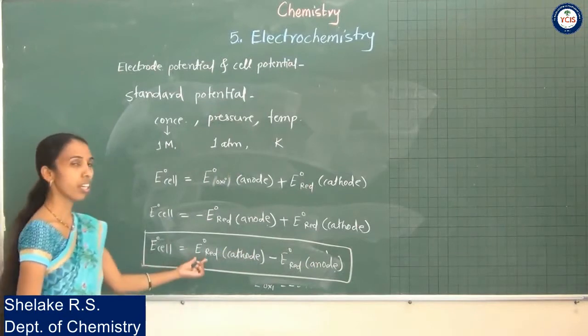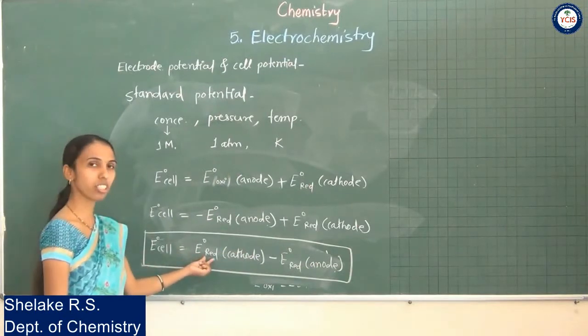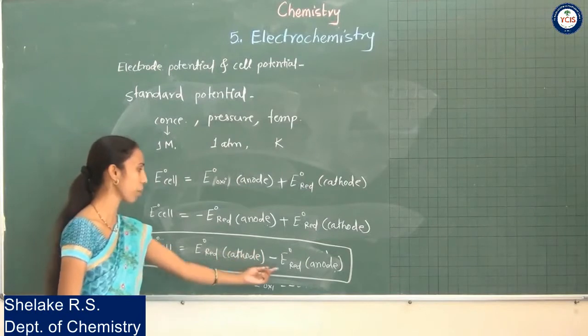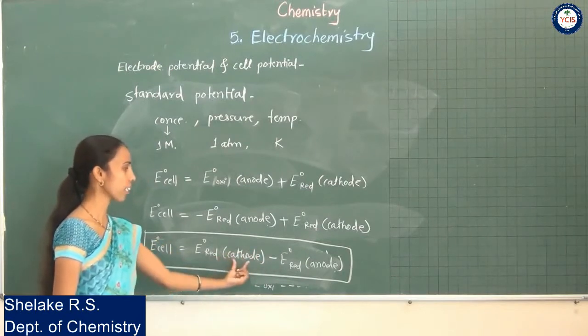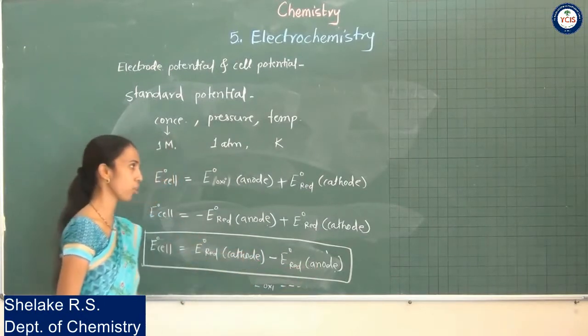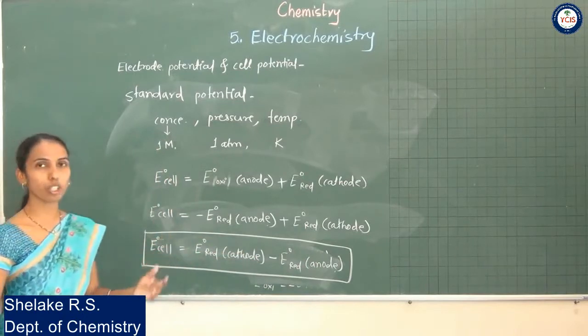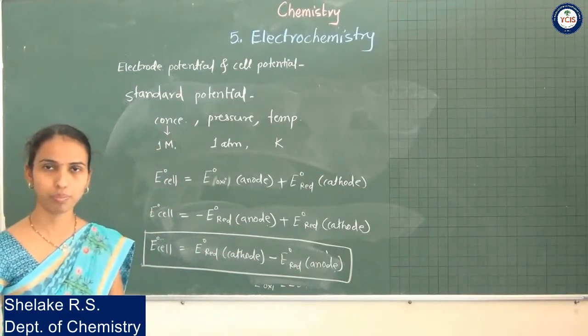So this is the formula for standard cell potential in terms of the electrode or reduction potentials. The terms are the same, only here it is the cathode and here it is the anode. Okay, so this is all about the electrode potential and cell potential.